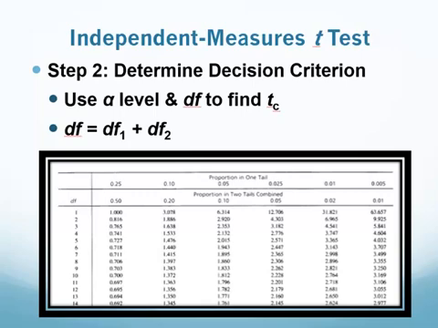So the critical value, let's say we had a one-tailed test with an alpha of 0.05, and let's say one sample has 7 people, and the other sample has 5 people. What would be our critical value? Go ahead and pause the video, see if you can figure it out, and I'll work that out with you when you come back.